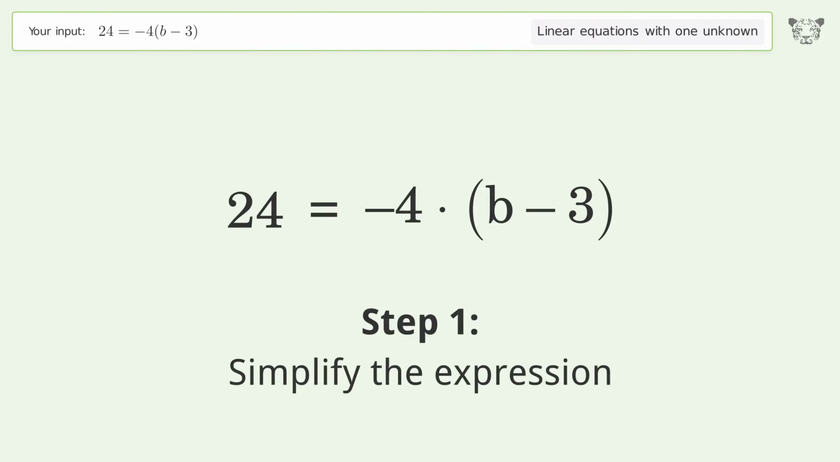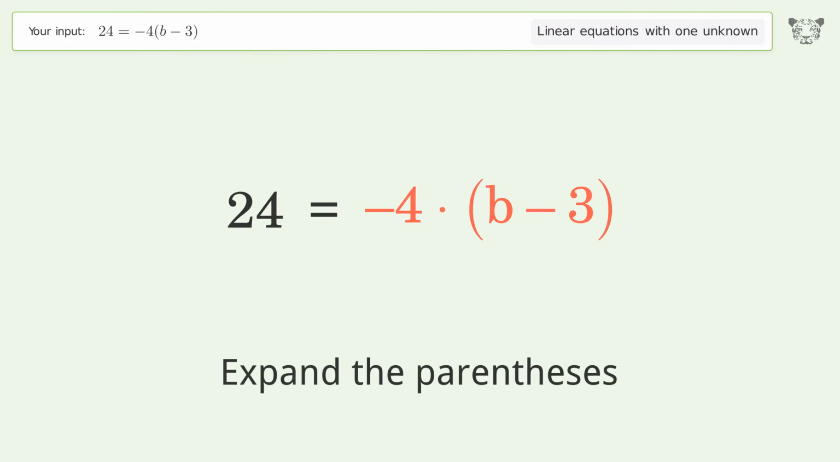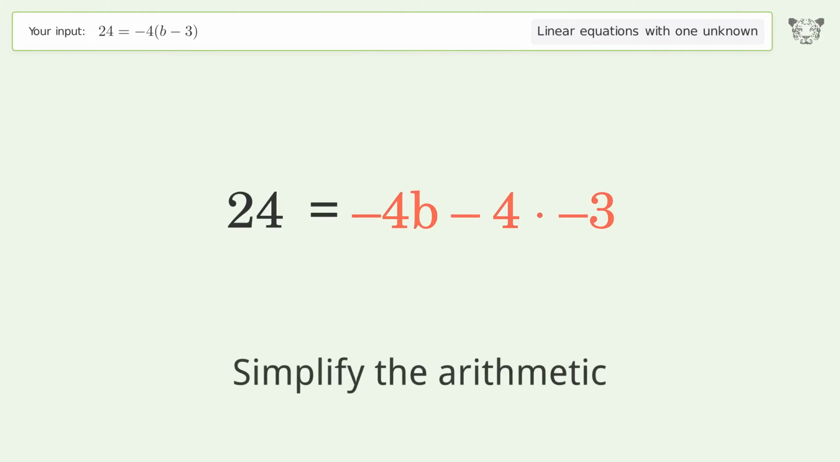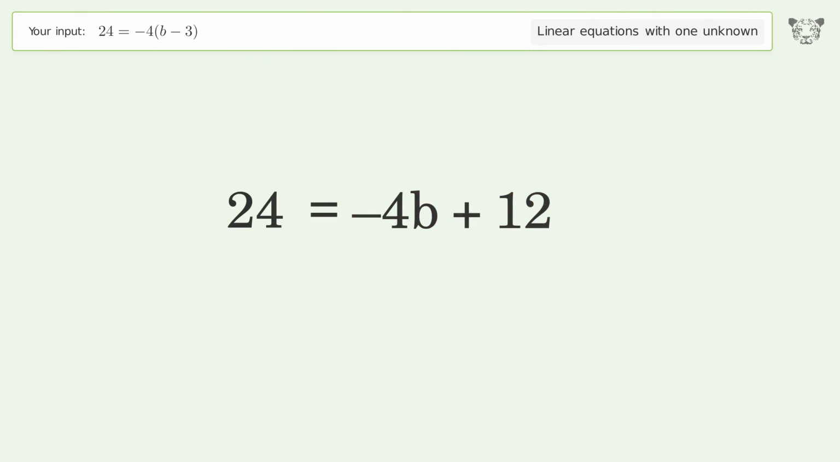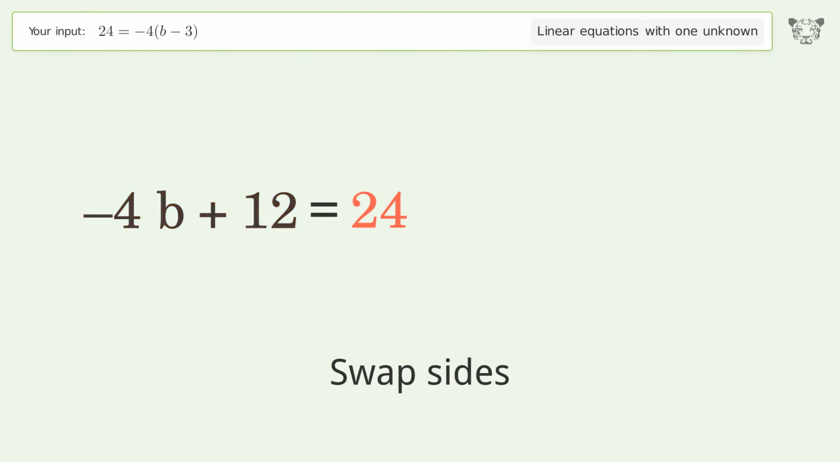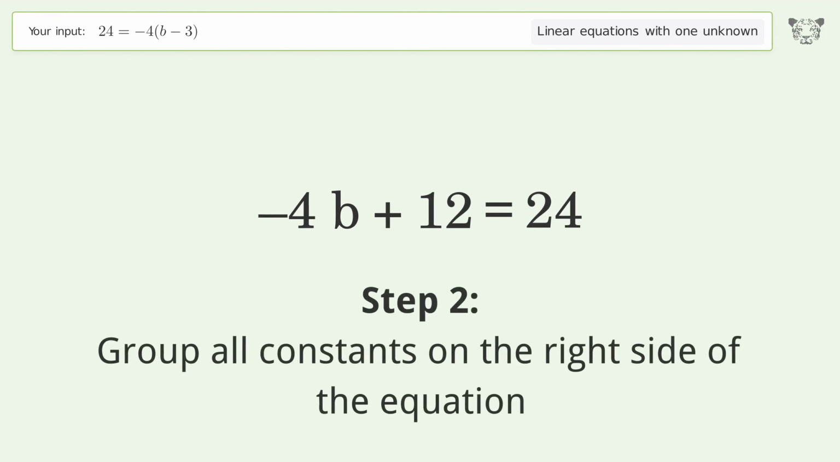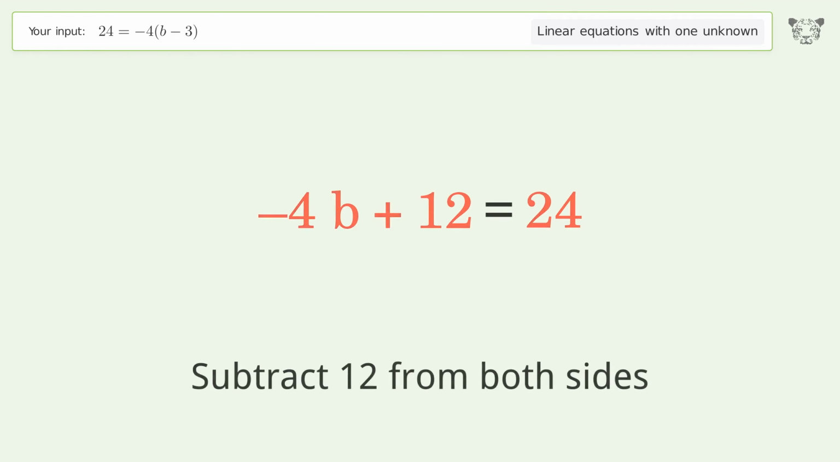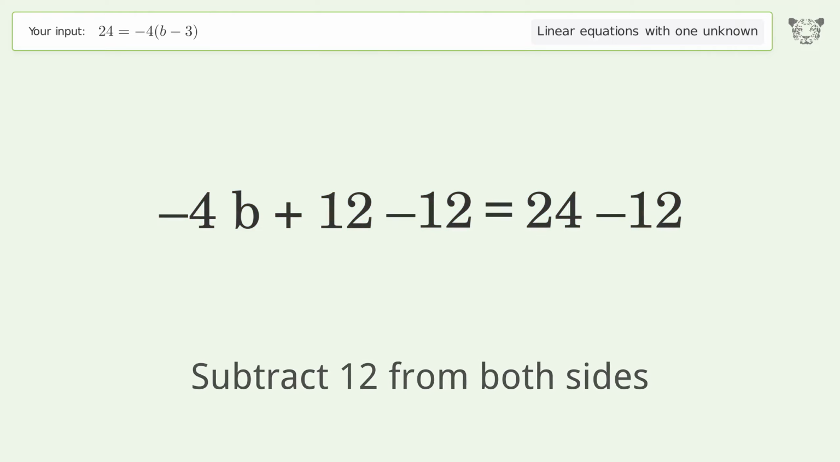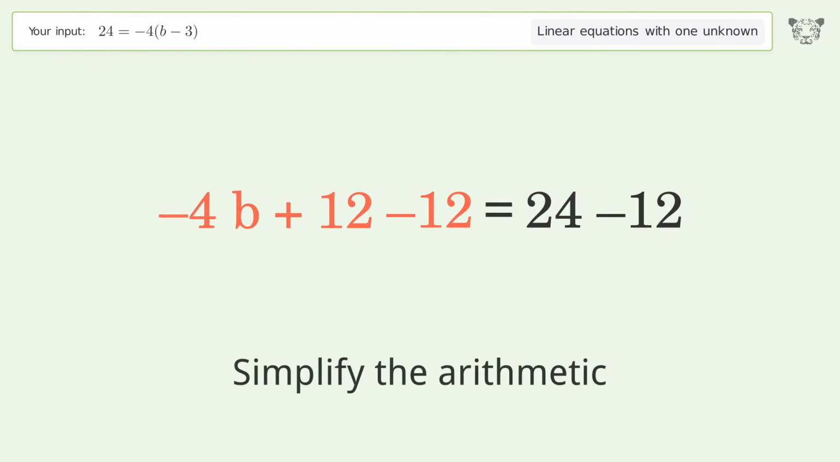Simplify the expression. Expand the parentheses. Simplify the arithmetic. Swap sides. Group all constants on the right side of the equation. Subtract 12 from both sides. Simplify the arithmetic.